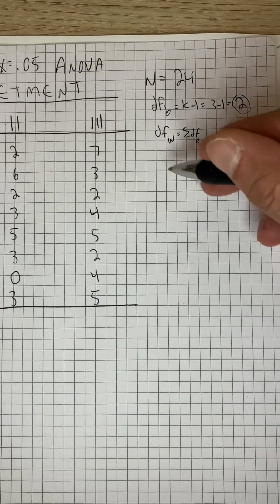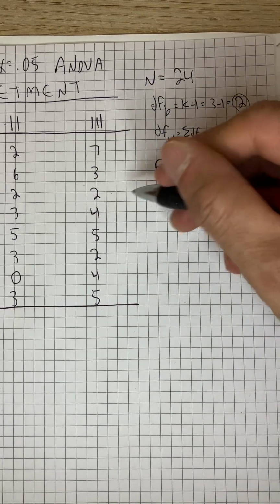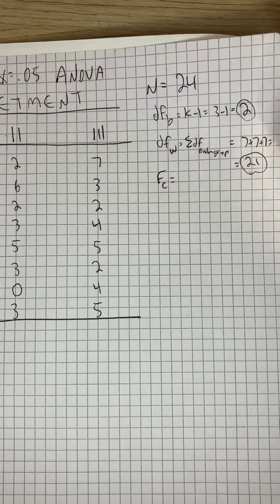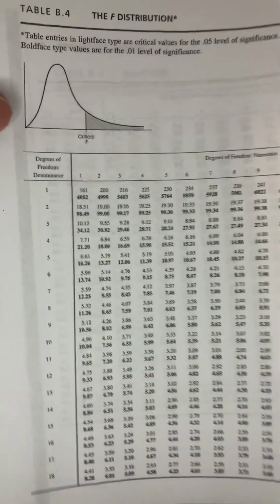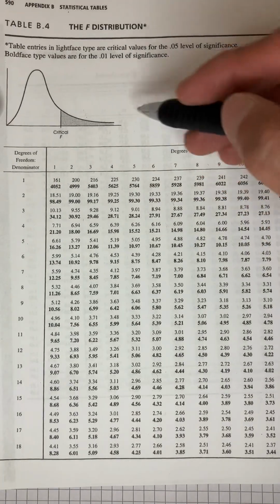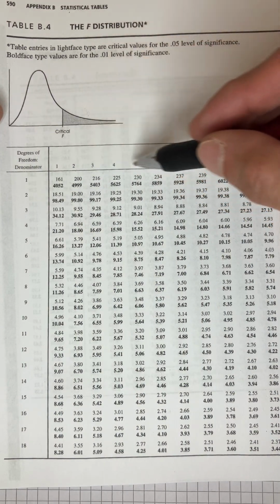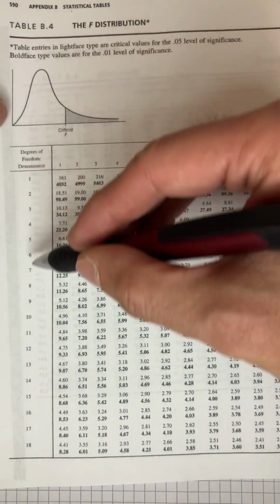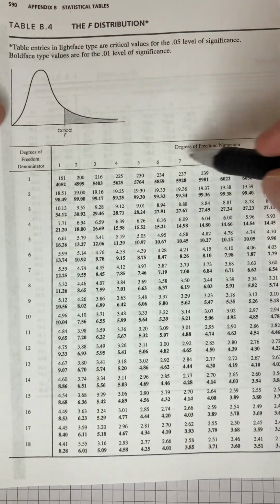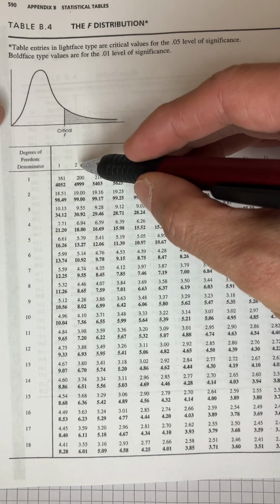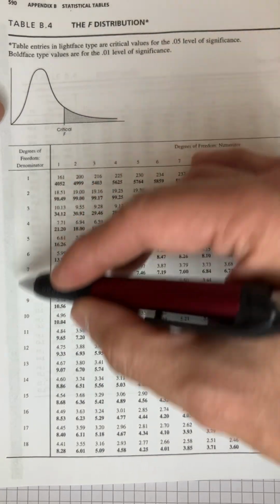With this information, we can figure out what the F critical value is that we're going to use to judge whether we should reject the null hypothesis or not. The table works by finding the degrees of freedom of the numerator, or degrees of freedom between, on the top row, and degrees of freedom within on the side. So we have 2 on the top, little k minus 1, 3 minus 1, that's 2. And over here, we're going to have 21.